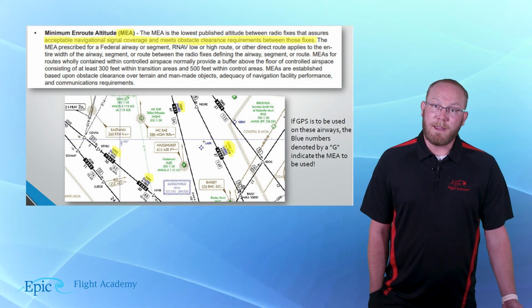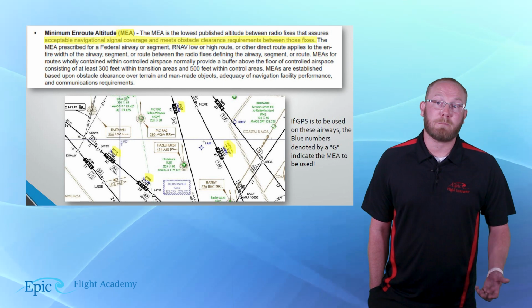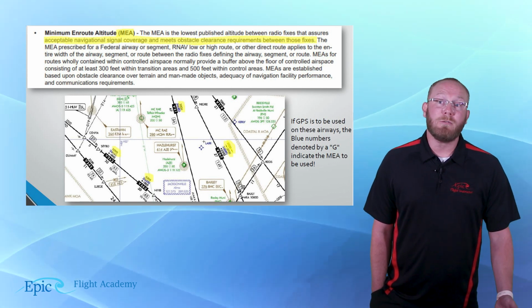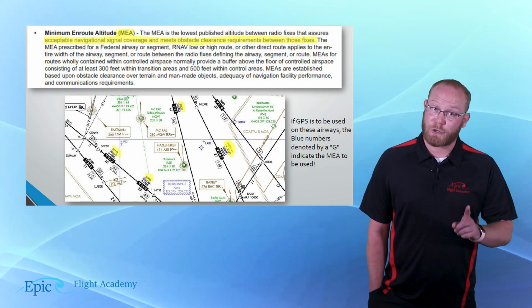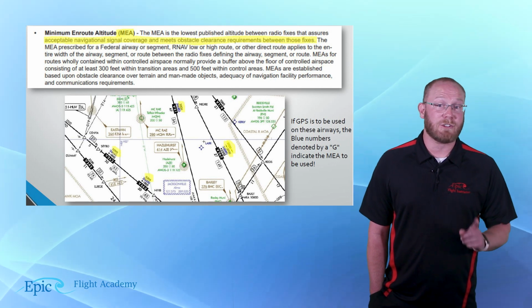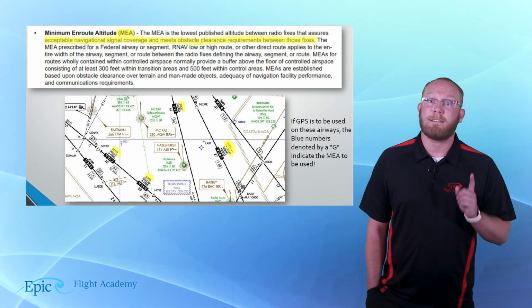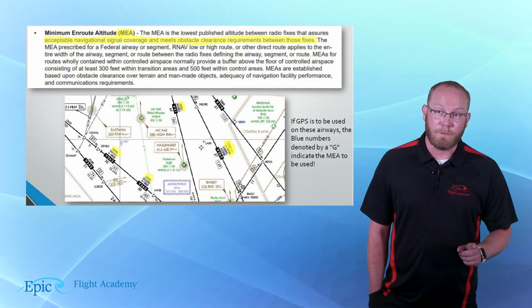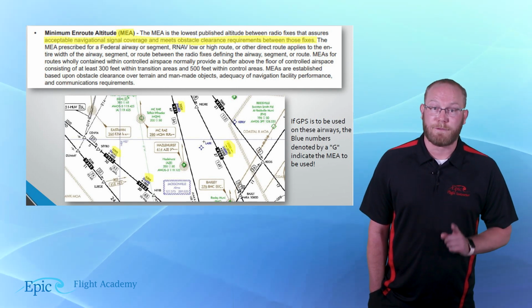What exactly does that mean? Well, that is the lowest published altitude between radio fixes that will assure acceptable navigation signal coverage, and it meets obstacle clearance requirements between those 2 fixes.